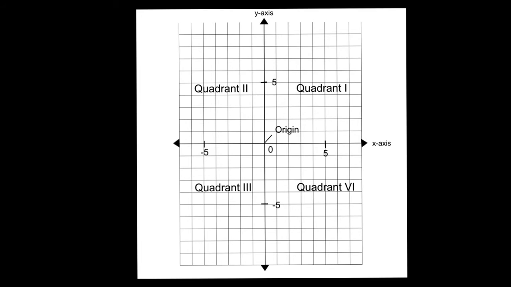A Cartesian plane is also commonly thought of in 4 quadrants that are numbered counterclockwise. In quadrant 1, the numbers along the x-axis are positive, and they're positive along the y-axis too. In quadrant 2, the numbers along the y-axis are positive, but the numbers along the x-axis are negative. In quadrant 3, the numbers along both the y-axis and the x-axis are negative. And in quadrant 4, the numbers along the x-axis are positive, but along the y-axis they're negative.